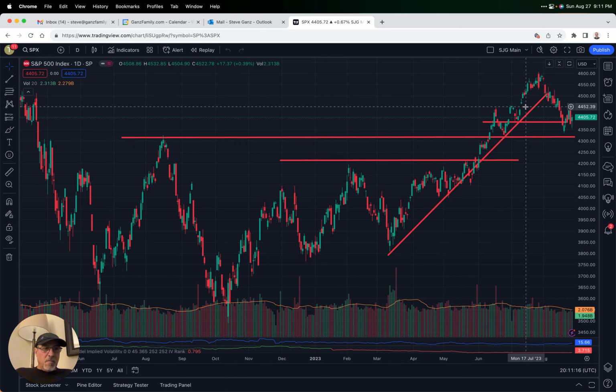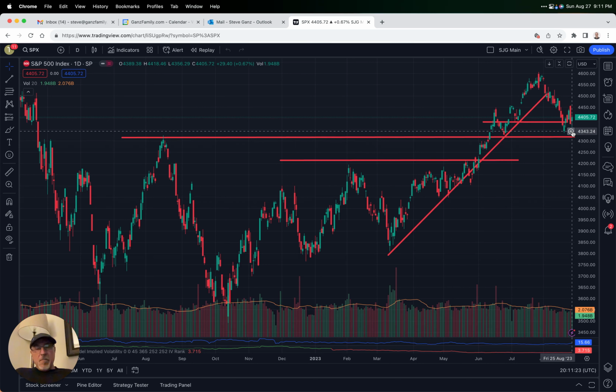And unless something knocks us out of this range, I would fully anticipate being in that same range for the balance of the next probably couple of weeks. I just think we're due for a little bit of sideways consolidation at this point. So that's my expectation on the market.